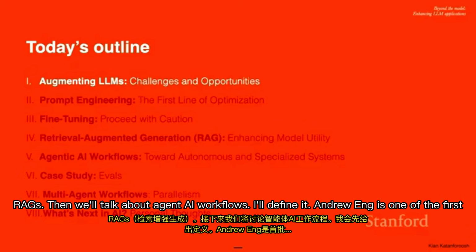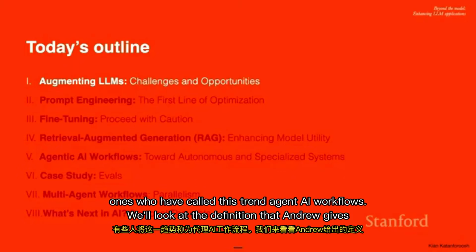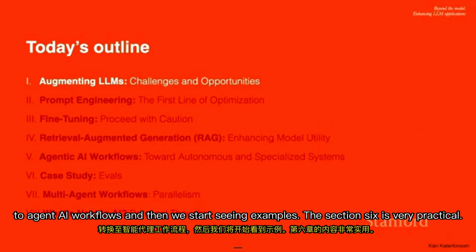and then the different methods within RAGs. And then we'll talk about agentic AI workflows. I'll define it. Andrew Ng is one of the first ones who have called this trend agentic AI workflows. And so we'll look at the definition that Andrew gives to agentic workflows, and then we'll start seeing examples.